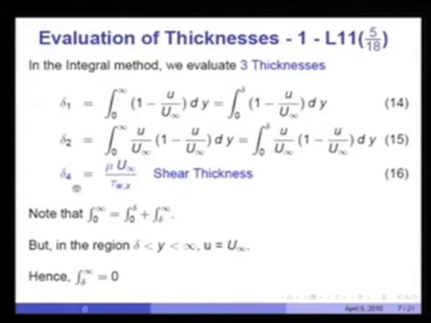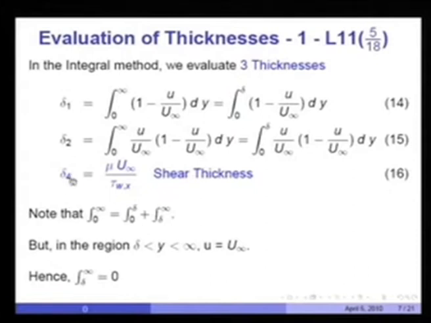In addition, we define a shear thickness, mu u infinity divided by shear stress. You will notice that it has a length dimension; we call it delta 4, and it is called the shear thickness, mu u infinity by tau w of x. The reason for this you will understand very shortly. So, we have 3 thicknesses, delta 1, delta 2 and delta 4.